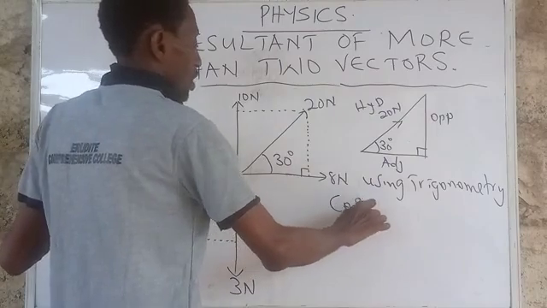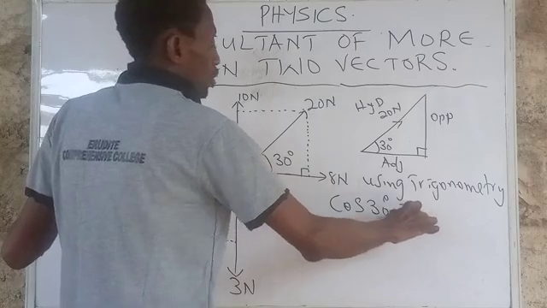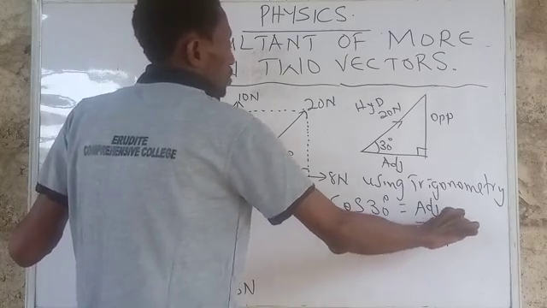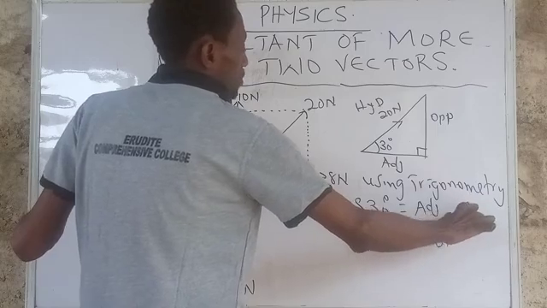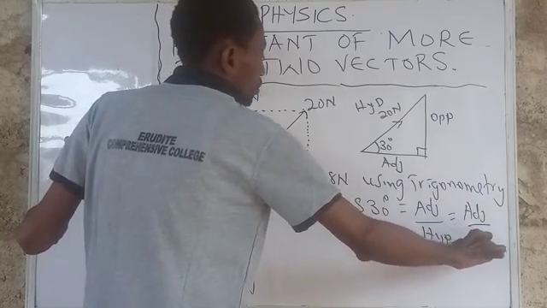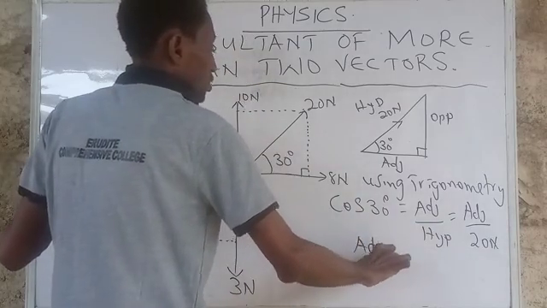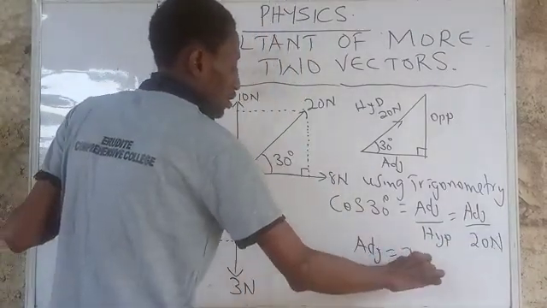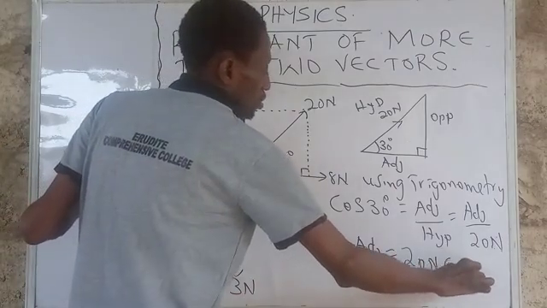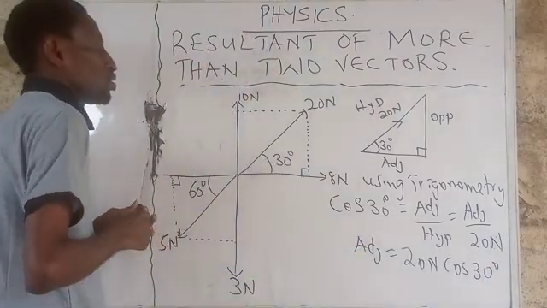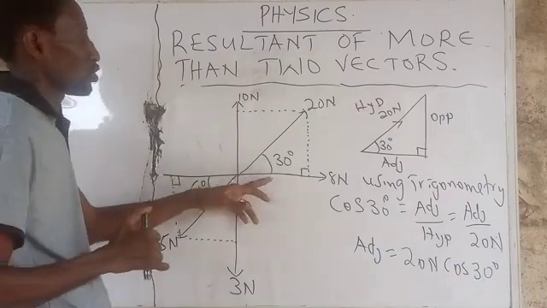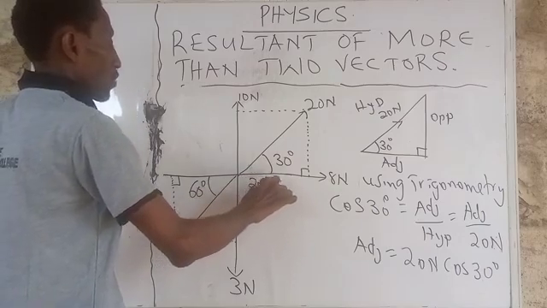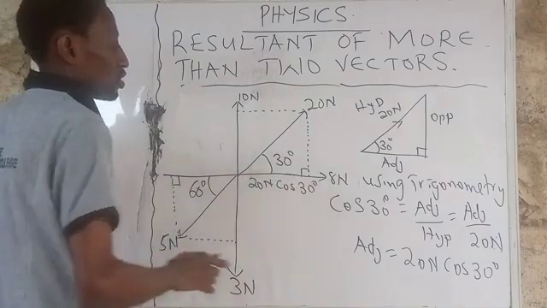So that means cos 30 degrees will be equals to adjacent all over hypotenuse. So that will be adjacent all over 20 Newton. If you make the adjacent the subject of formula, that's going to be 20 Newton cos 30 degrees. So that means for the horizontal, together with this 8 Newton, we are going to have 20 Newton cos 30 degrees.